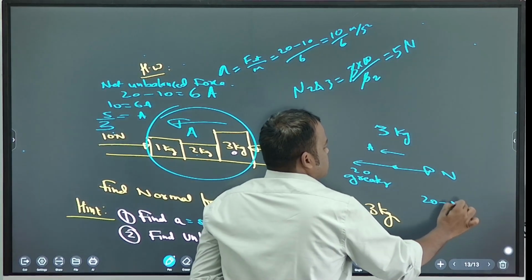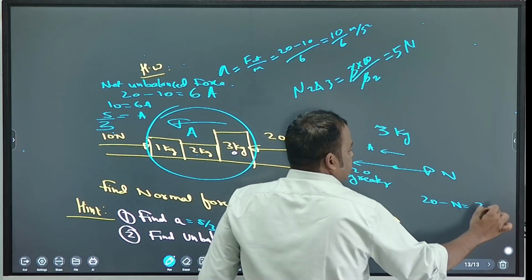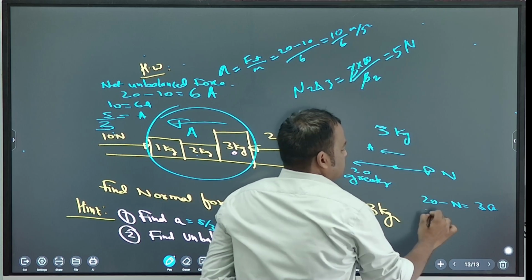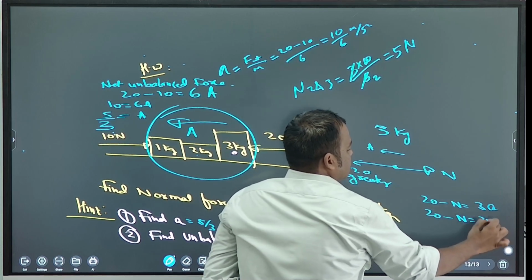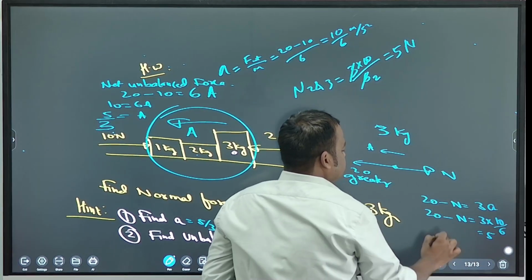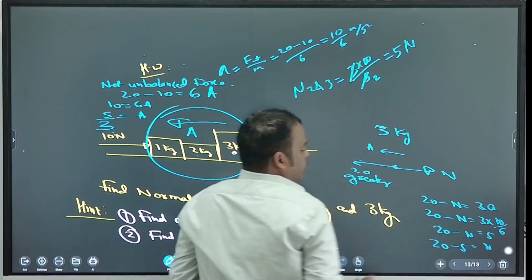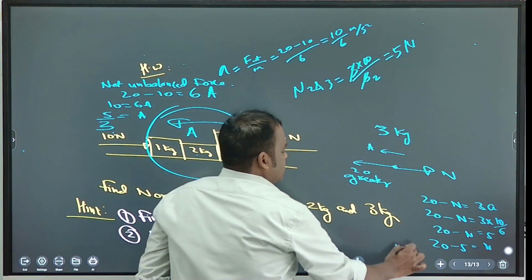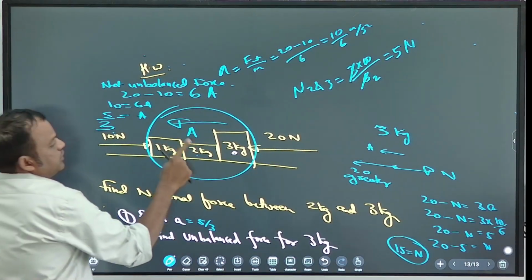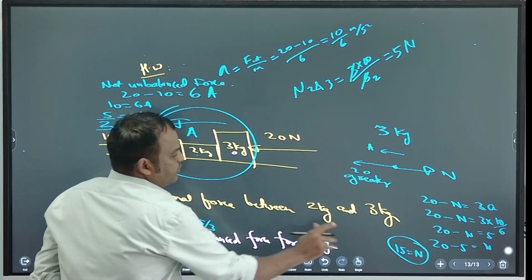So 20 minus n is equal to ma. Now mass of 3 kg is 3 and acceleration, we know that acceleration is 10 by 6. So 20 minus n is equal to 3 into 10 by 6. So 5. So n is equal to 20 minus 5. 20 minus 5, how much? 15. So the normal contact force between 2 and 3 kg is 15, sorry, 15.